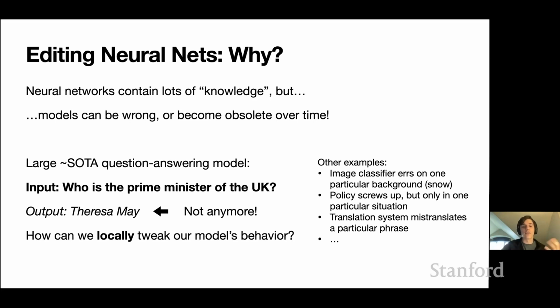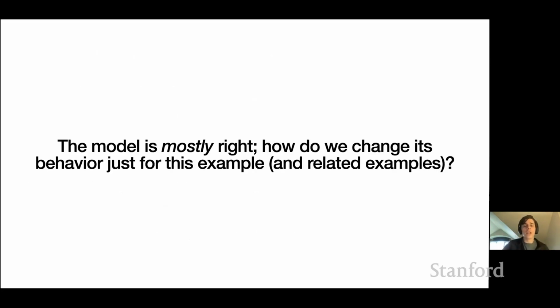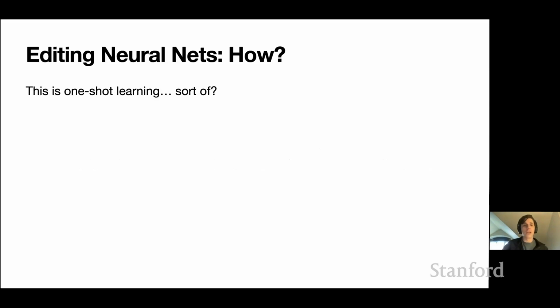So it's a fairly general problem that crops up when we start to deploy these models and then time goes by. So in other words, the model's mostly right, but we want to figure out how to change it for just this example and the related examples. So how do we actually do this? Well, if you squint at it, it's like one-shot learning in a way. I mean, we get one example and we get the label for that example, and we want to correctly change our model for that one example.